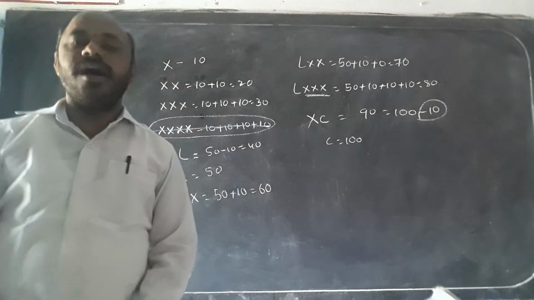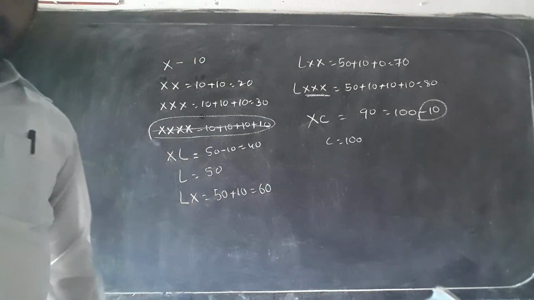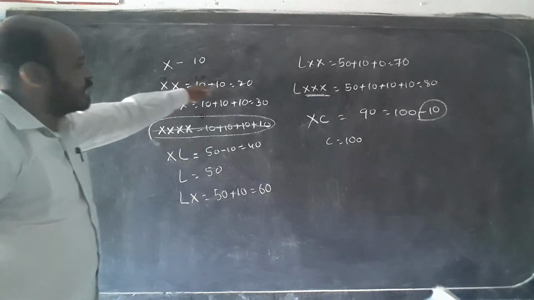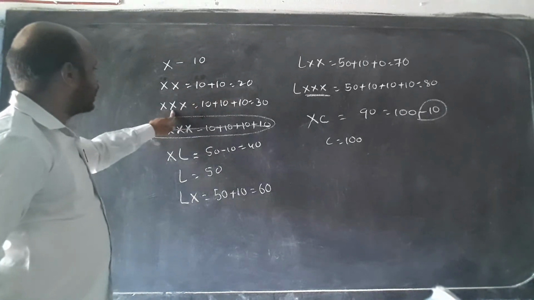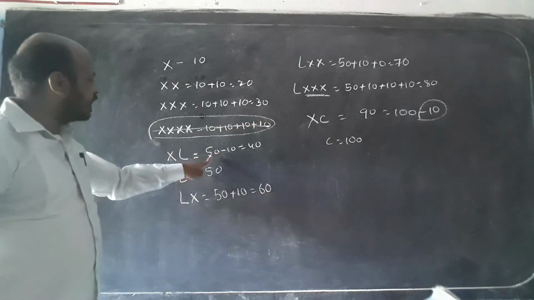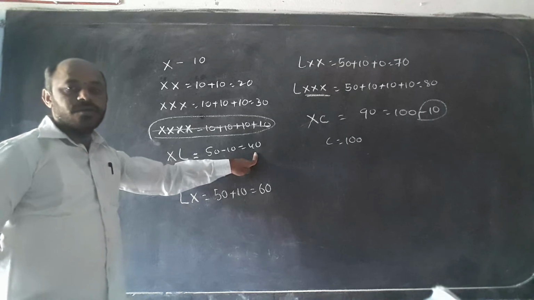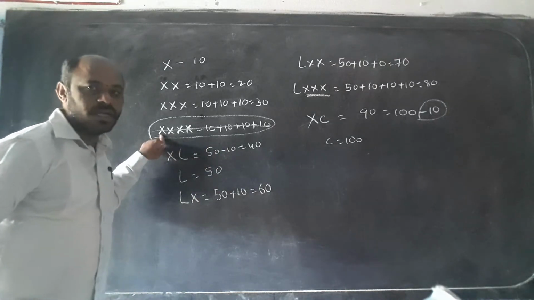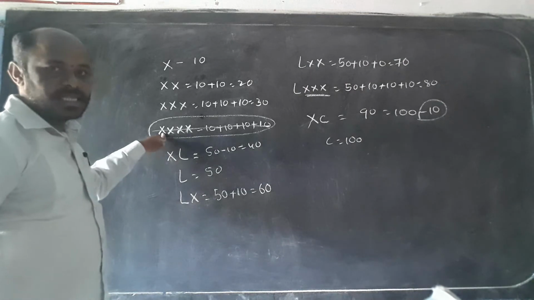Like this we have to write the Roman numbers. Have the children understood? First X is 10, XX is 20, then XXX becomes 30. The next, XL, is 50 minus 10, which is 40. We have to write 40 that way because we can't repeat a symbol more than 3 times in Roman numbers. That's why XXXX is wrong.